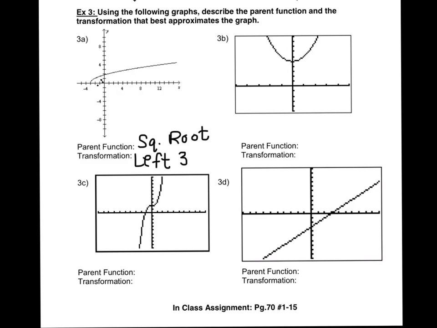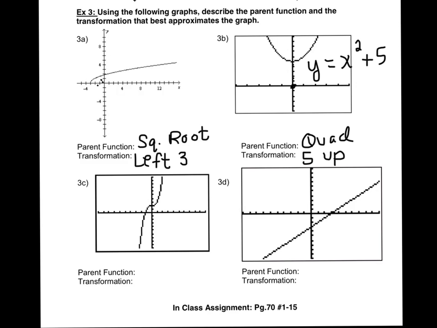3B is the U shape. It's the quadratic. And instead of starting right here at 0, 0, it looks like it's 1, 2, 3, 4, 5 units up. If you want to be really cool, you could write these equations out. It'd be y equals, it's quadratic, so it's x squared, and it's up 5, so plus 5.